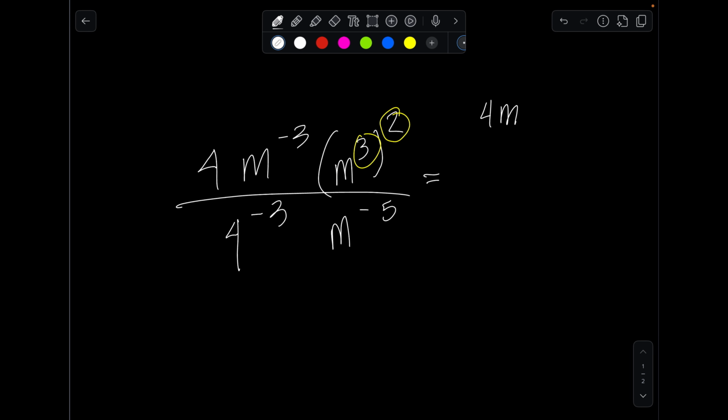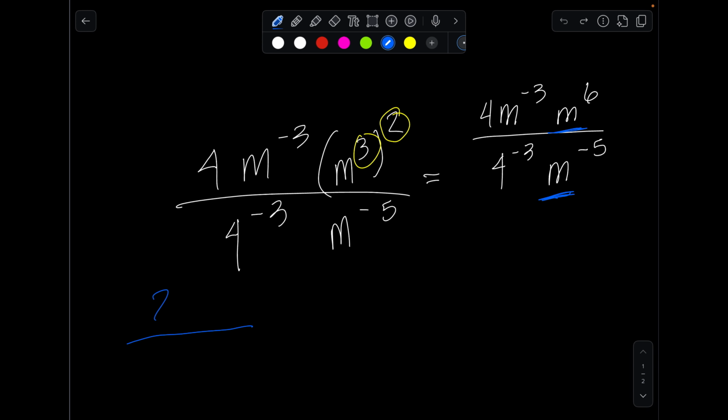So 4m to the negative third, then m to the 6th. To multiply that, 3 times 2 first, okay? And then rewrite everything and take a break. Now, this looks good right here. See, same base. We can subtract our exponents. So it's top heavy. So you know that your m will be up top because it's top heavy.